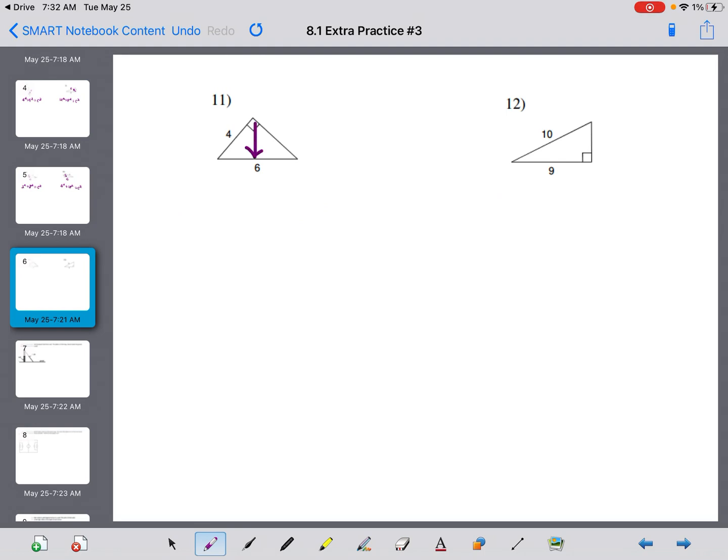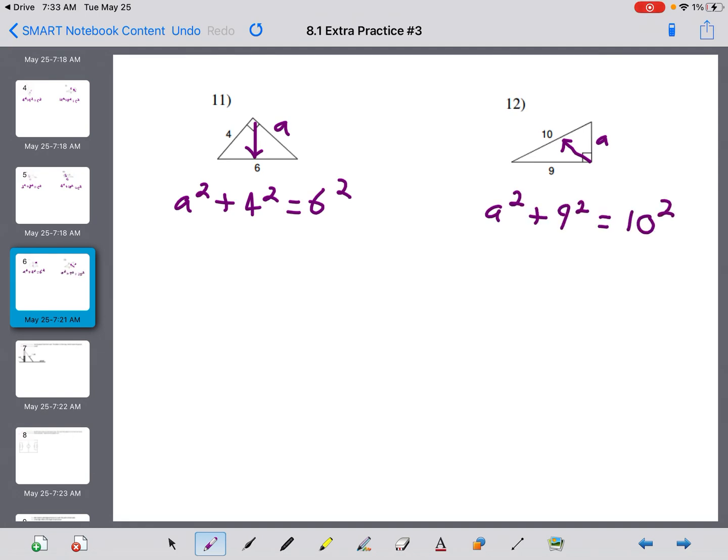All right, now 11 we have c, so we're going to look for a. And 12 we have c, so we're going to look for a. So a squared plus 4 squared equals 6 squared. And a squared plus 9 squared equals 10 squared. These are the only ones that are going to be different, so I'm going to show you 11, and I'm going to make you solve 12 on your own.